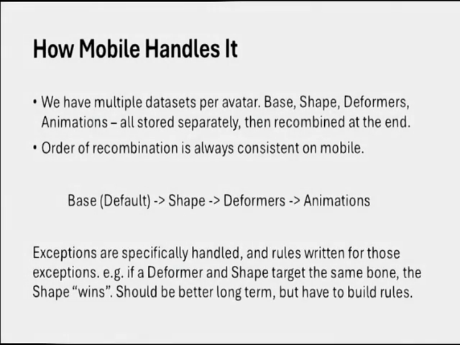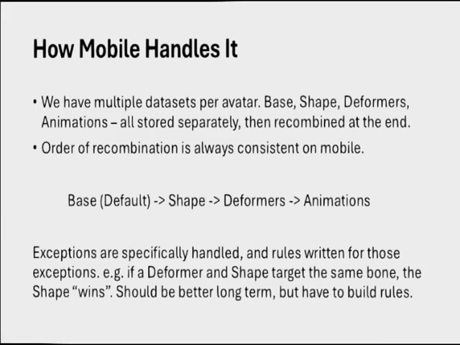So the solution on mobile is that we have different data sets per avatar. Instead of having one data set that is the last value stored, on mobile, we actually store multiple data sets per avatar. So we've got the base shape, your shape changes, your deformer changes, and your animation changes all stored separately. Then when it comes time to render, we recombine all of them in a very consistent ordering. That means that needing to force reset your avatar won't happen on mobile, but it does mean that things might look a little bit different than on desktop because we are trying to force a consistent ordering on this stuff.